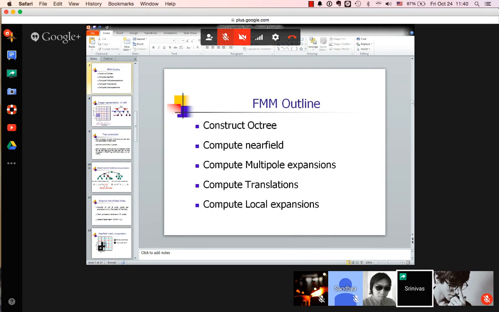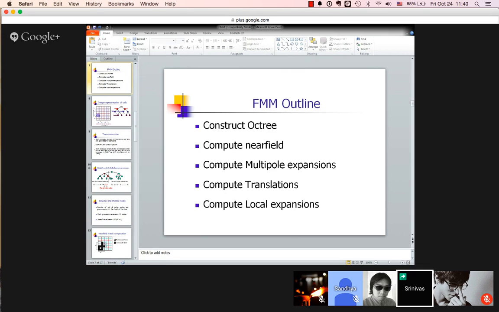Okay, so the order of the calculation has to be this way, right? It has to be do the multipole expansion and then translation and then local expansion, because otherwise you would not have the data for the local expansion. That is correct. The multipole expansions are used in computing translations, and then the translations are used in computing the local expansions.